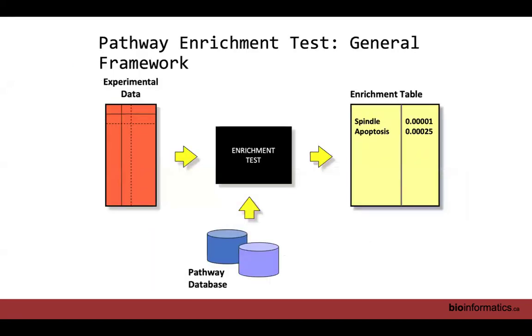So just the basic framework of the analysis that we've done until now, right? We had experimental data. We ran it through an enrichment test. This enrichment test also pulled a lot of information from pathway databases and created gene sets, or sets of genes that are related to each other by some functional process or pathway. And at the end of this analysis, we end up with an enrichment table, which lists all the different functions and an enrichment score or p-value associated with them.